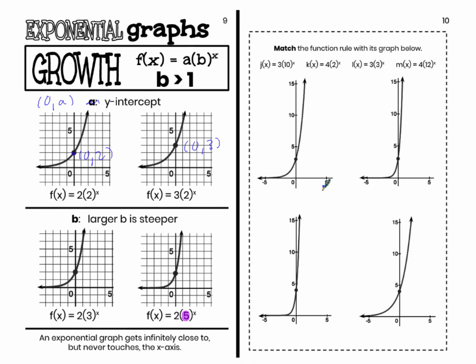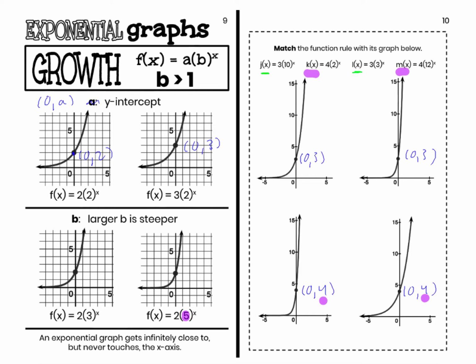Matching these rules up, I am first going to look at the y-intercepts. This looks like it has a y-intercept of 3, so I have options of y-intercepts of 3 and 4. This looks like a 3 as compared to these, which are closer to that 5. So I can right away say that j of x and L of x go with the first two graphs, whereas k of x and m of x with a start value of 4 go with these two graphs.